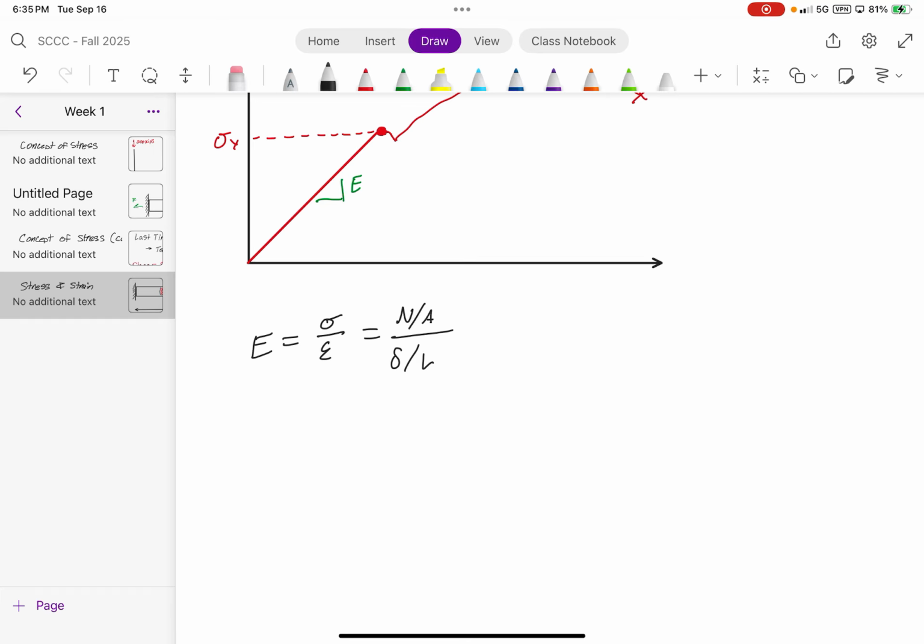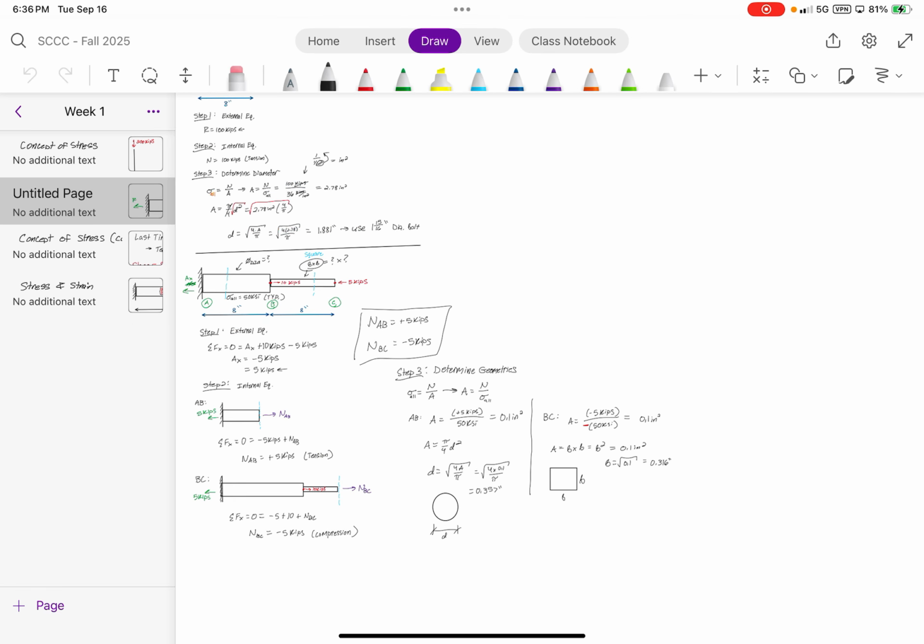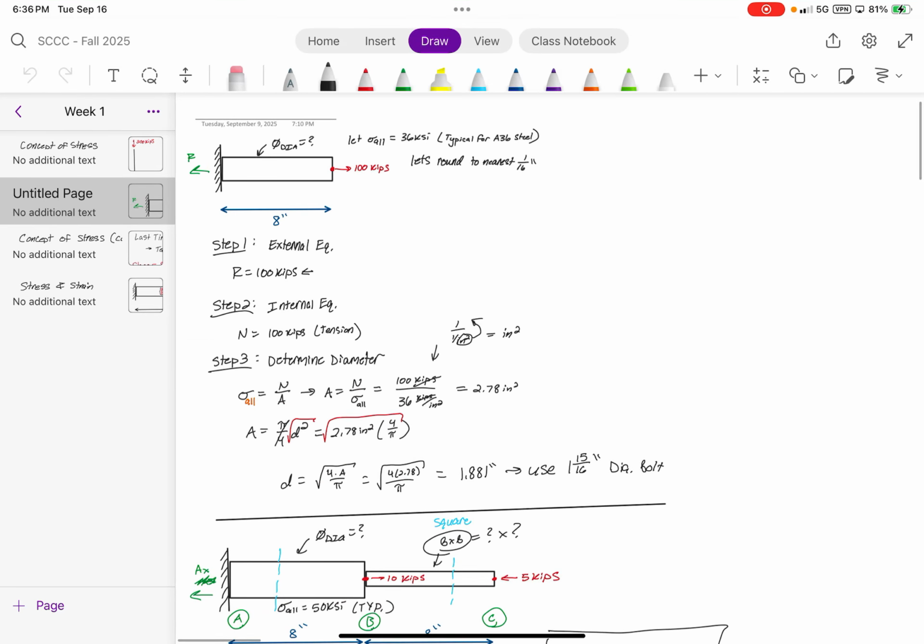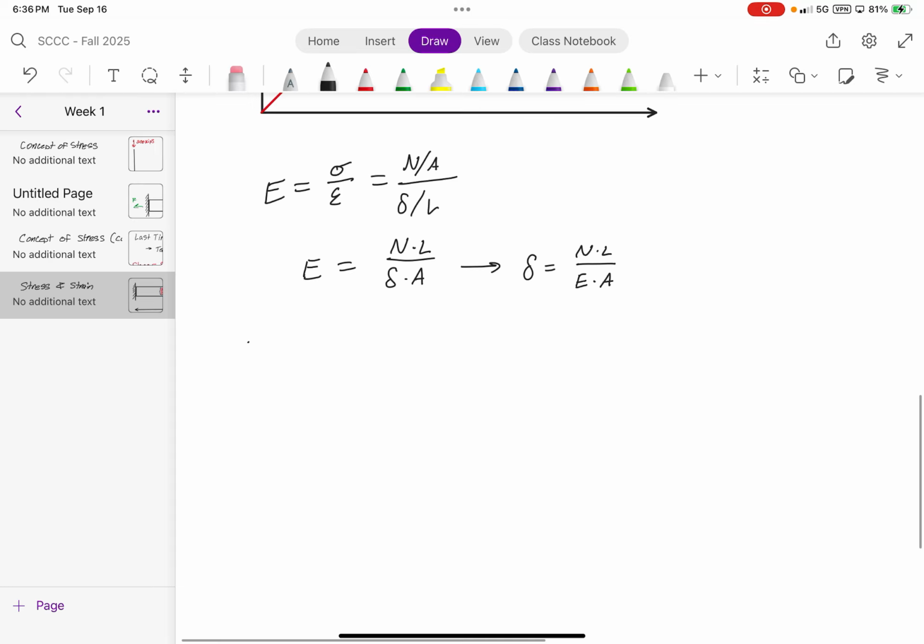So what we get now is E is equal to N times L over delta times A, which we traditionally rewrite to then just say that the deformation is equal to the internal force times its length divided by E times A. And this is a really important equation because now we have a way of relating force to the deformation of the given structure. Let's consider an example right now.